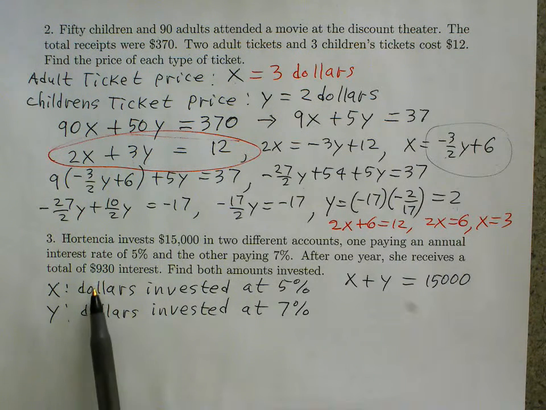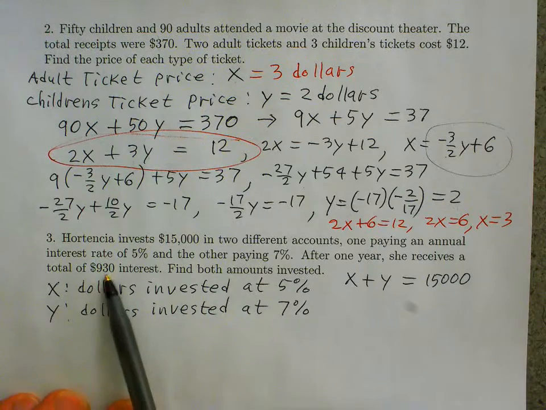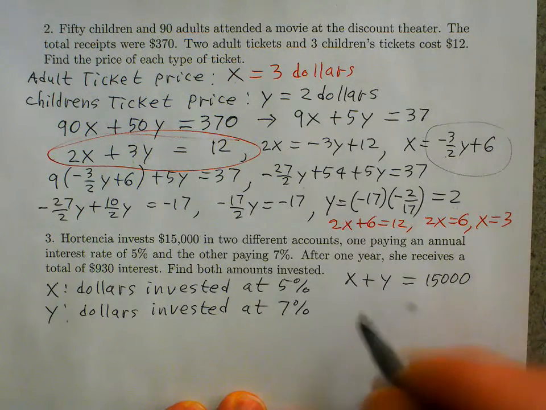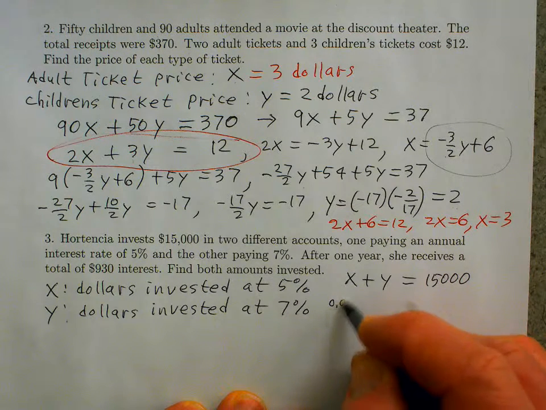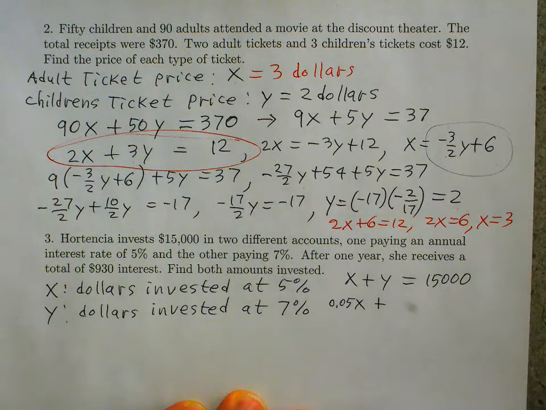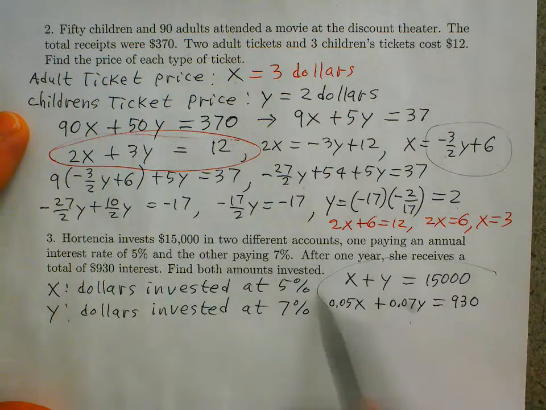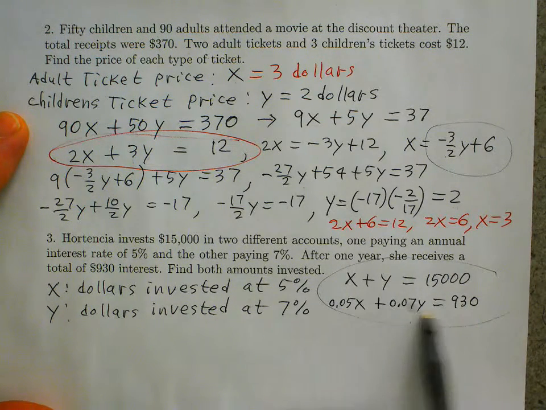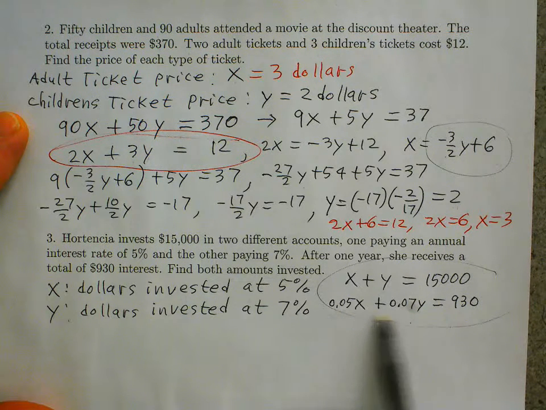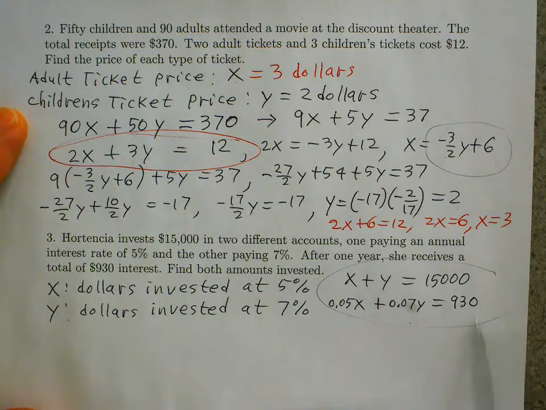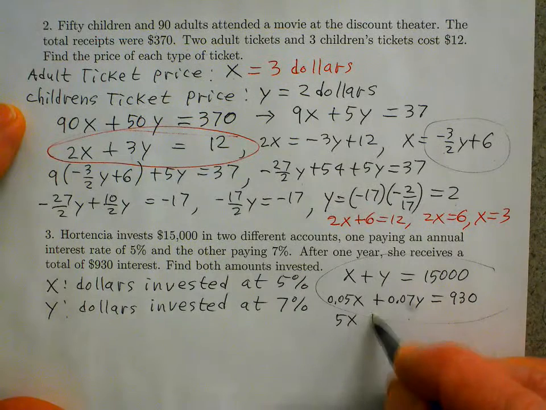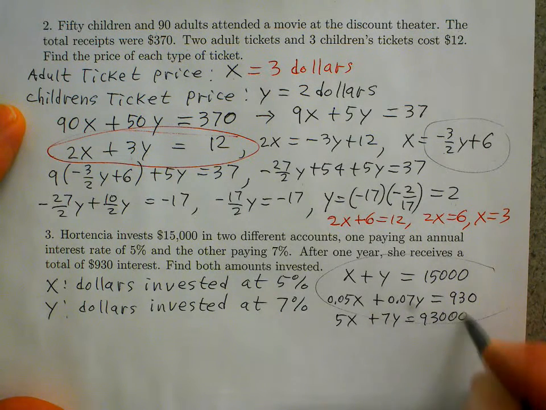And then the next equation, each term represents an amount of interest. So altogether, after 1 year, the amount of interest was $930. And so x dollars at 5% per year earns 0.05 times x dollars in interest. We add that to 0.07 times y dollars in interest, and the total amount of interest is $930. Okay, so there's our system of equations. So we can get rid of the decimals in the second equation if we multiply every term on both sides by 100. So if we do that, we get 5x plus 7y equals 93,000.